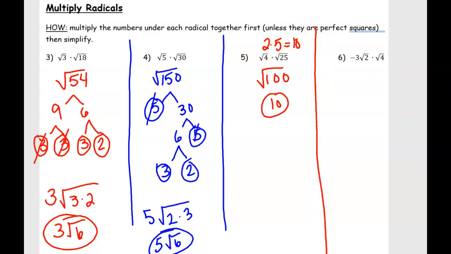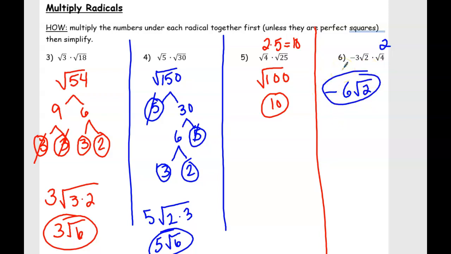All right, number 6. Okay, notice we have a number -3 on the outside, so we've got -3 radical 2 times radical 4. Well, radical 4 is a perfect square, so we could just say times 2. So -3 times 2 is -6, and then we get our radical 2.